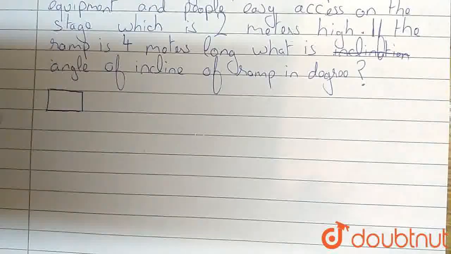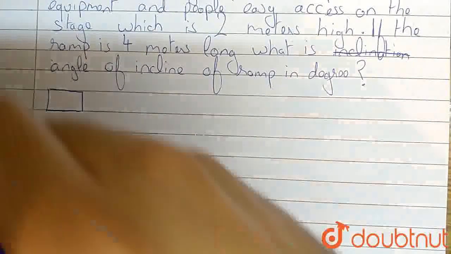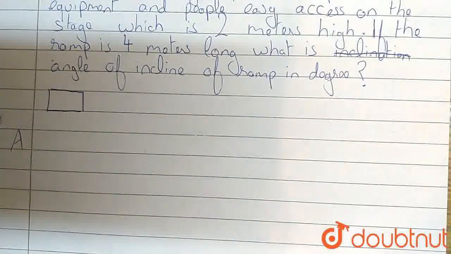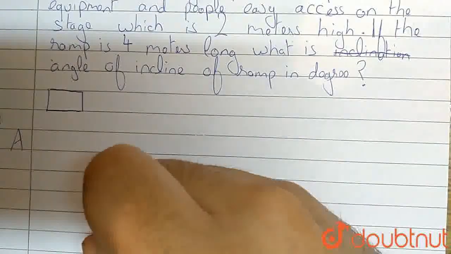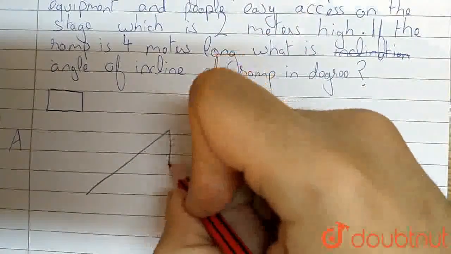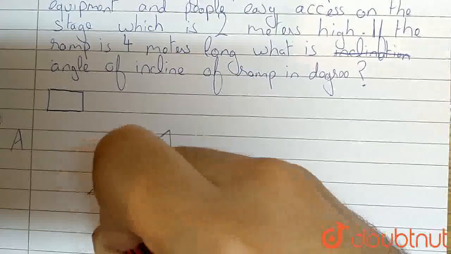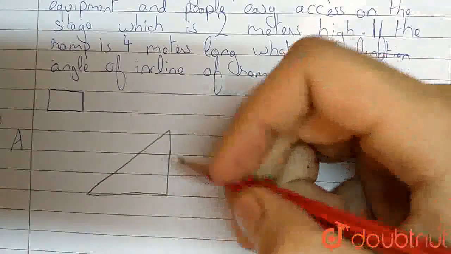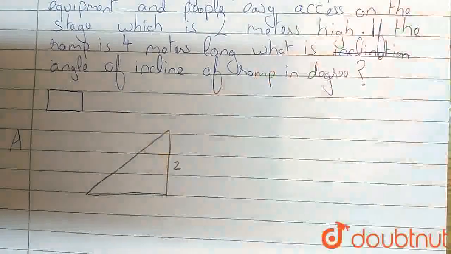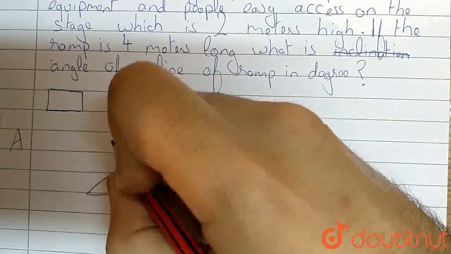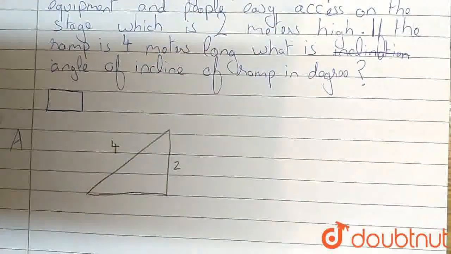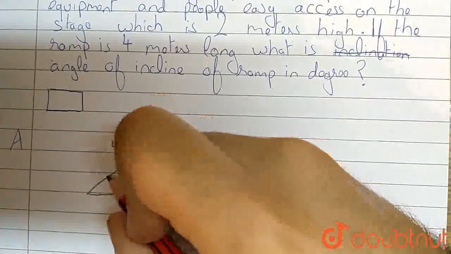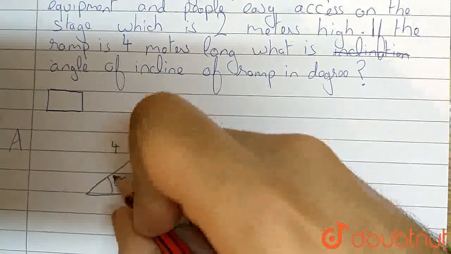So let us draw one ramp for reference as such. So assuming this is the ramp, we are told that the ramp is 2 meters high and it is 4 meters long, like this, and we have to find the angle of incline, which is this value theta.